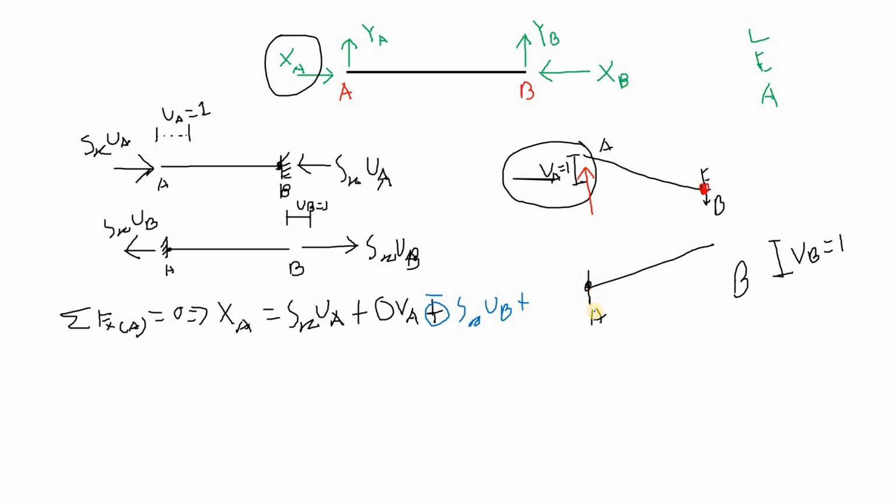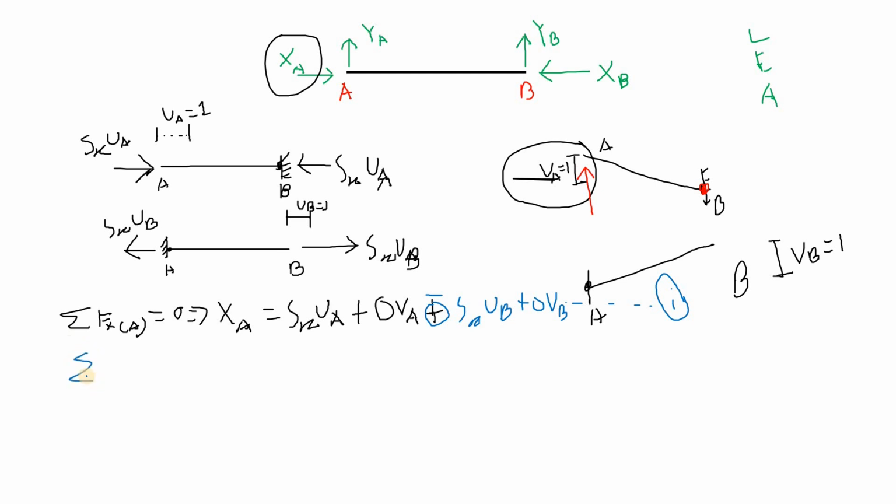Sorry, this is the A joint. At the A joint, there are no forces, so we're just going to write up 0, or what we can do is write up 0 into VB. You can do that as well. Okay, so this right here is our equation 1.